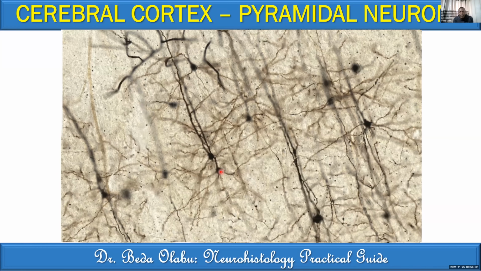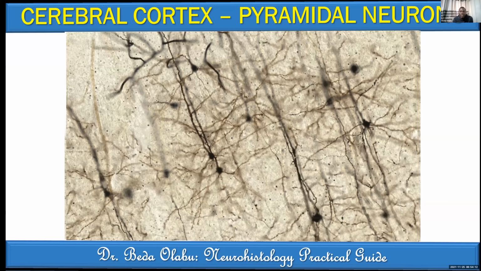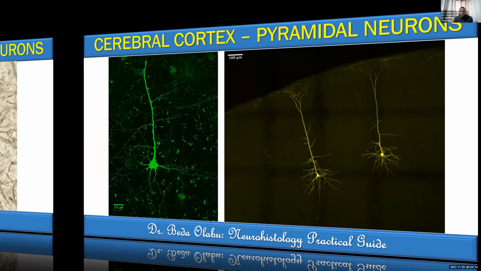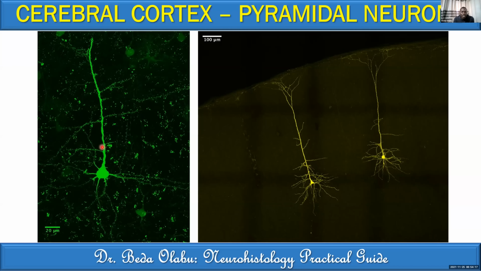It is tempting to think that the one going up is the axon of that neuron, but that's not true. The unique thing about pyramidal neurons is this. They have a pyramidal-shaped cell body, as you can see in that one, or in that one, or in that one. The cell body is pyramidal in shape.